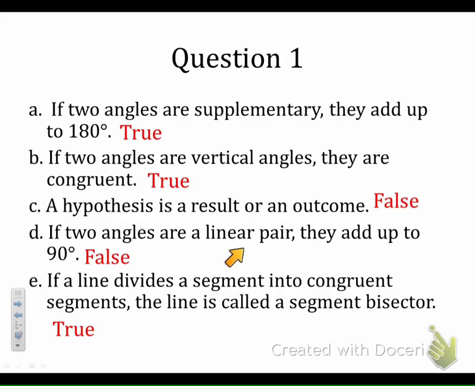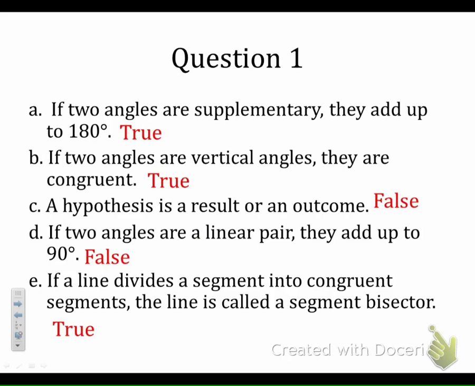If two angles are a linear pair, that means they make up a line, a straight angle. So they add up to 180. That was false. Needed a 180. If a line divides a segment into two congruent segments, the line is called a segment bisector. That's true. So this one was the one that really tripped us up. A linear pair has to add up to 180. Keep that in mind for tomorrow.